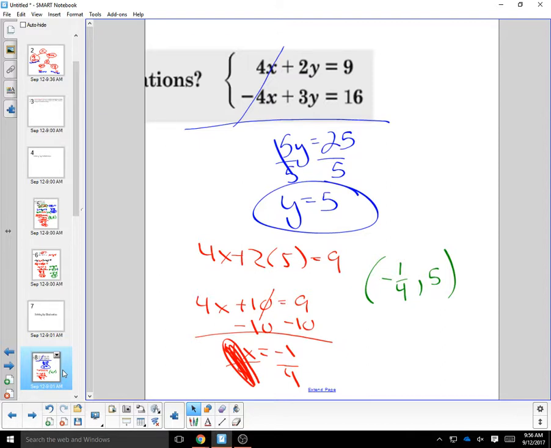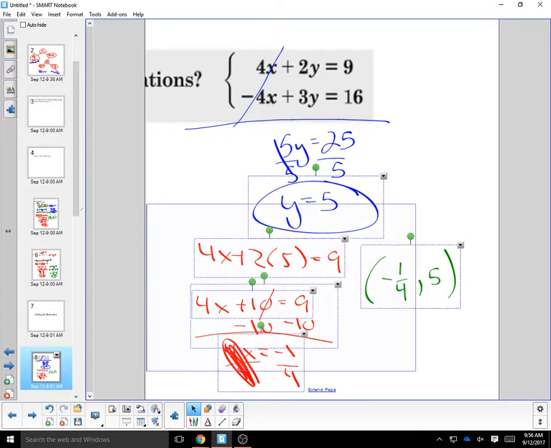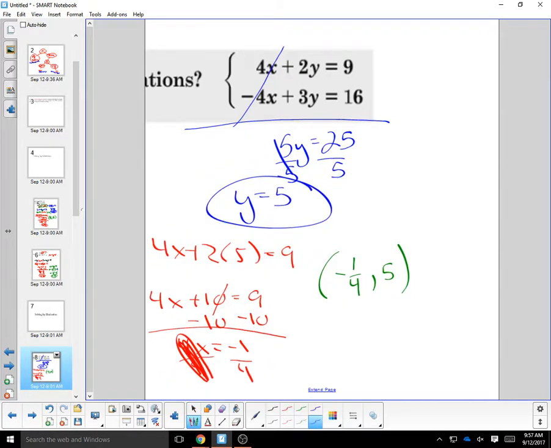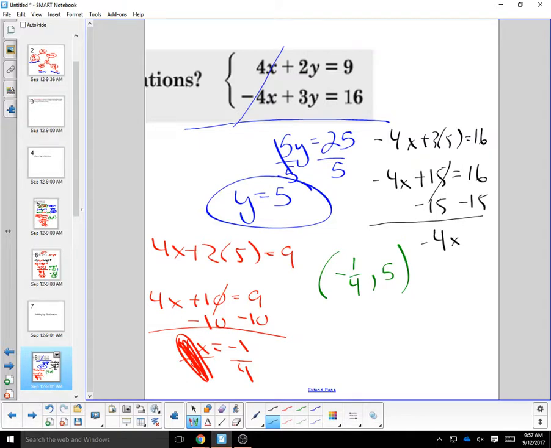You want to do the second one? Second one, I'll just use black. So negative 4x plus 3 times 5 is 16. Negative 4x plus 15 is 16. Take away 15 from both sides. Negative 4x is 1. Divide by negative 4. x is negative 1/4. Isn't that cool?